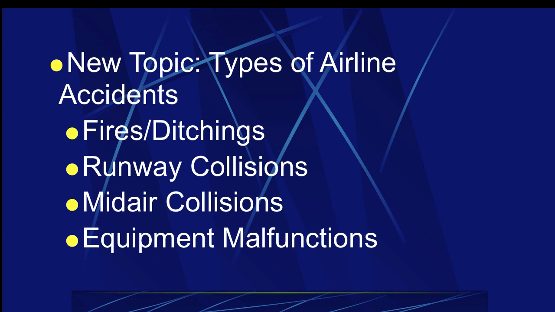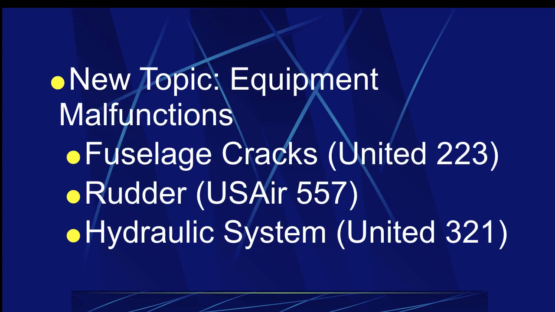New topic, types of airline accidents. Fires, ditchings, runway collisions, mid-air collisions, equipment malfunctions. So I chose equipment malfunctions. There are three specific equipment malfunctions for which I found examples.